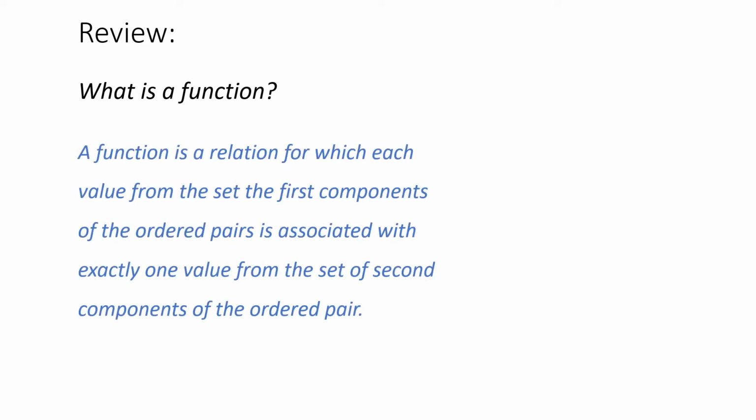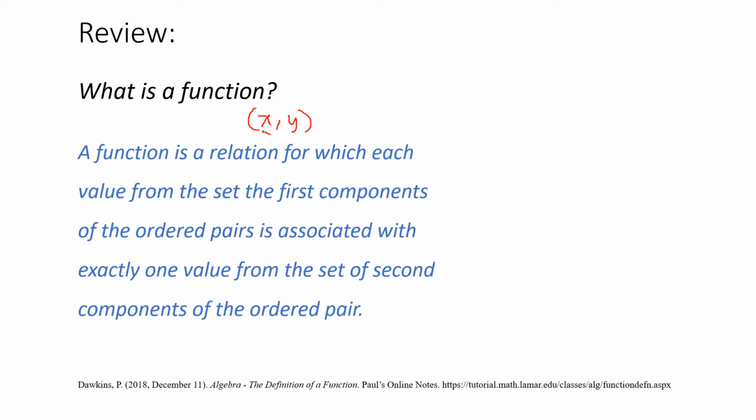Now, what is a function? A function is a relation for which each value from the set of the first components of the ordered pair is associated with exactly one value from the set of the second components of the ordered pair. This is basically talking about the x and y values in the ordered pair. So meaning one specific value of x would correspond to only one value of y. So that is, it could be a one-to-one relation or a many-to-one relation.